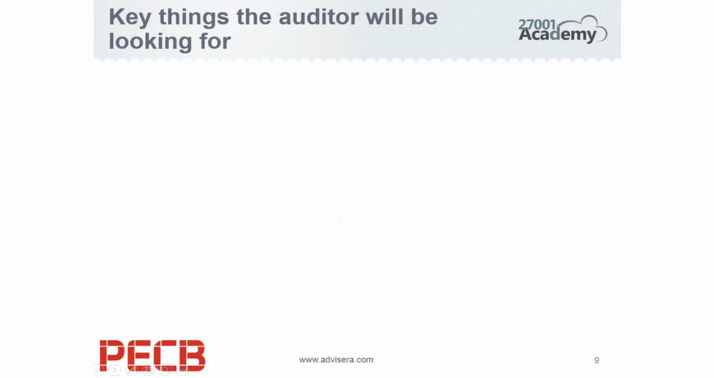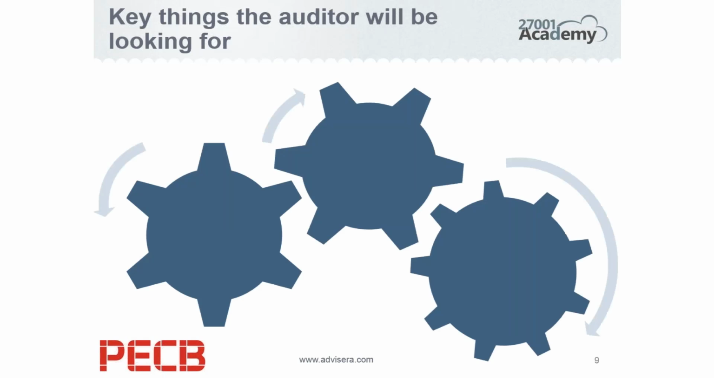Okay, now let's move on to the next slide. What are the key things that the auditor will be looking for? First of all, the auditor will be looking for the mandatory documentation, the documentation that is required by the standard.